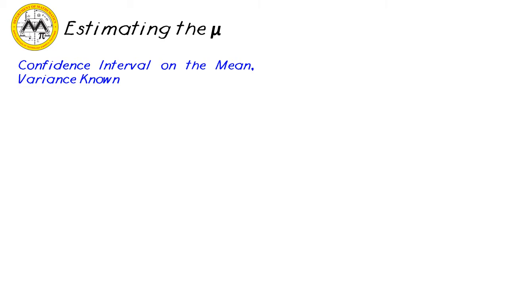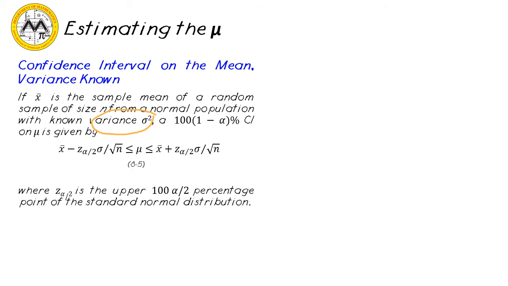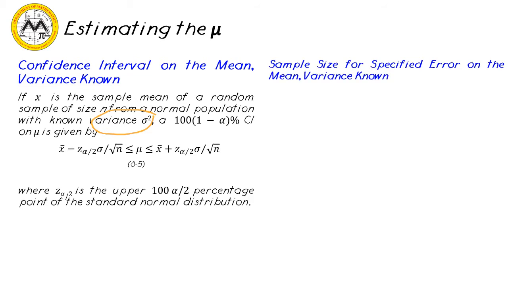So for the confidence interval on the mean for variance known or large sample, if x bar is the sample mean of a random sample of size n from a normal population, so take note, the consideration here is that the variance is known. If variance or sigma squared is given, the 1 minus alpha times 100% confidence interval on mu is given by x bar minus z alpha over 2 sigma over square root of n up to x bar plus z alpha over 2 sigma over square root of n, where z alpha over 2 is the upper alpha over 2 times 100% point of the standard normal distribution.